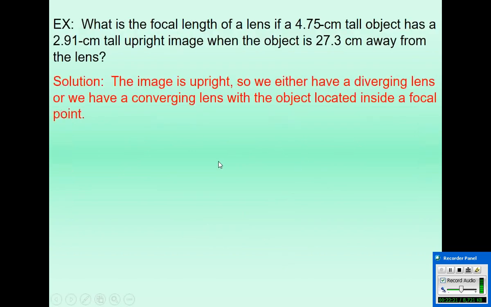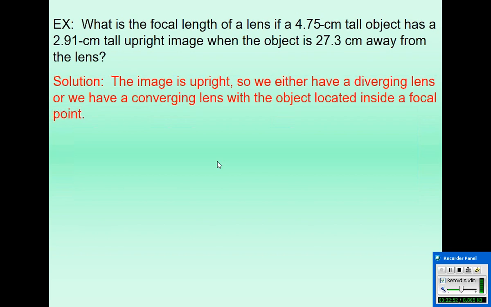Let's take a look at an example. We want to know the focal length of a lens with the following values. We have an object that is 4.75 centimeters tall, and it creates a 2.91 centimeter tall image. The image is upright. This height is created when the object is 27.3 centimeters away from the lens.